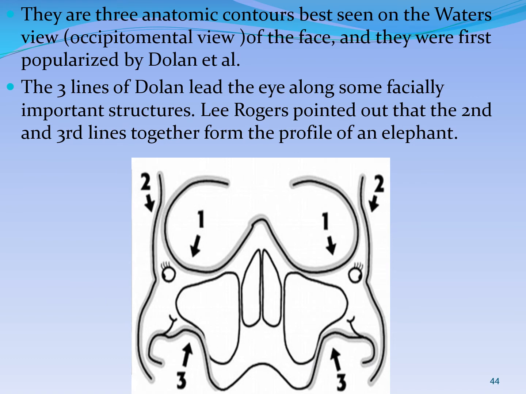Then there are three anatomic contours which are best seen in the Waters view of the face, and were first popularized by Dolan et al. Now these are the three lines of Dolan. As you can see in the image over here, it's written as 1, 2, and 3. One is the orbits. Second is the zygoma, and the third is the zygomatic arch, which resembles the profile of the elephant. These are termed Dolan's lines.